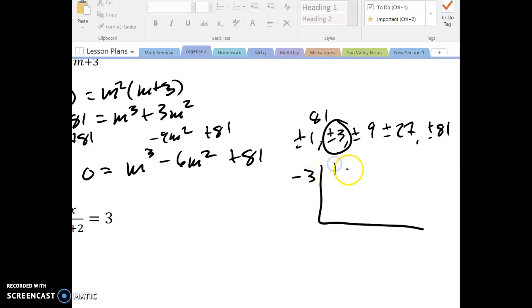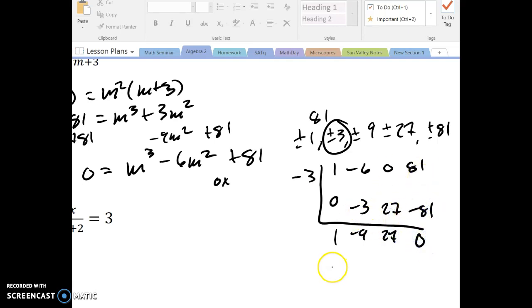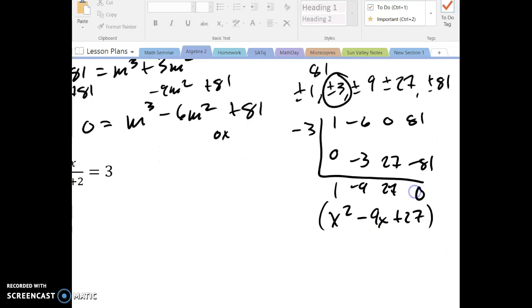So we have 1, negative 6, 0, and 81 because we have to have a 0x there. Then we're going to add down, multiply, add down, multiply, add down, multiply, add down. We got a 0, so x squared minus 9x plus 27 is what's left, and that cannot be factored. And then we have x plus 3.